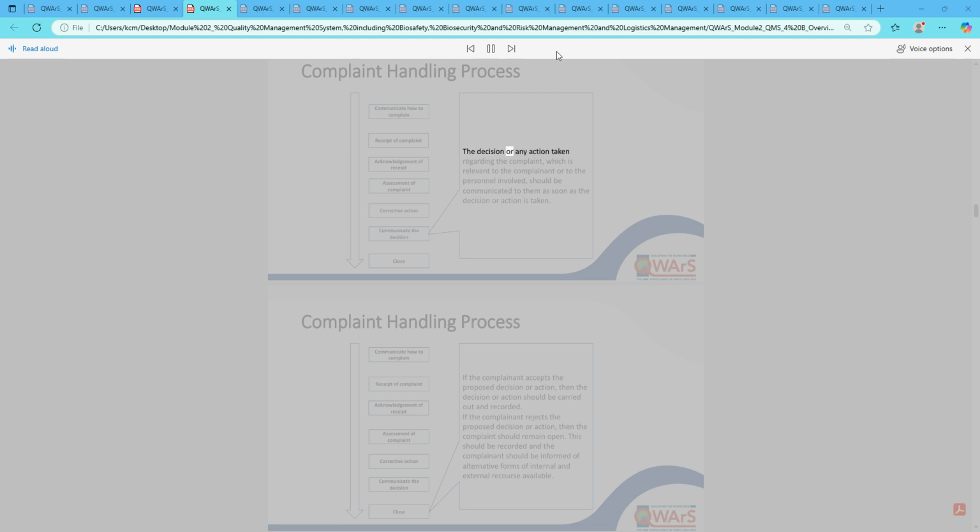The decision or any action taken regarding the complaint, which is relevant to the complainant or to the personnel involved, should be communicated to them as soon as the decision or action is taken.